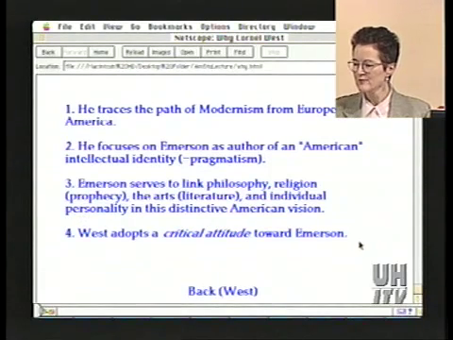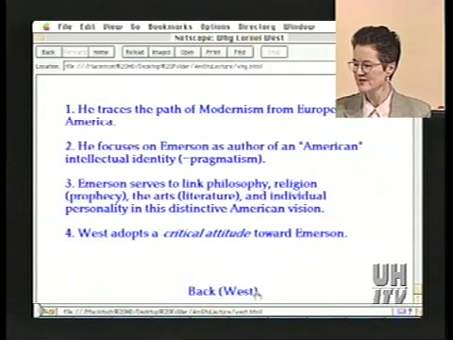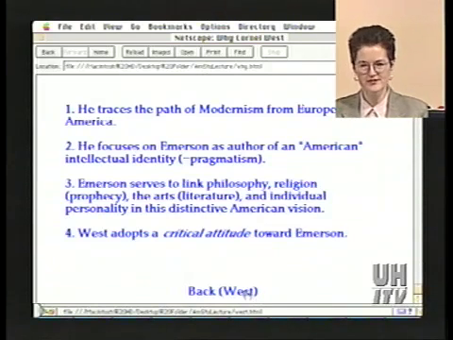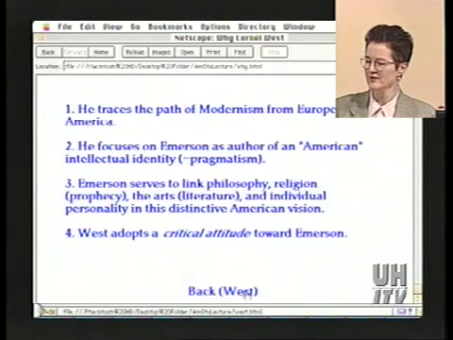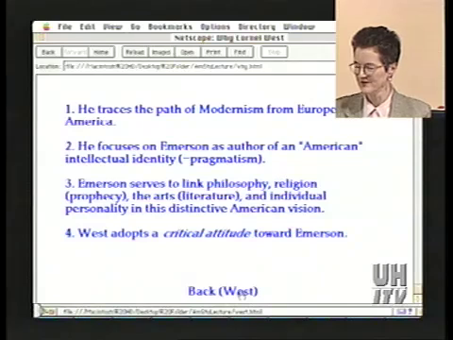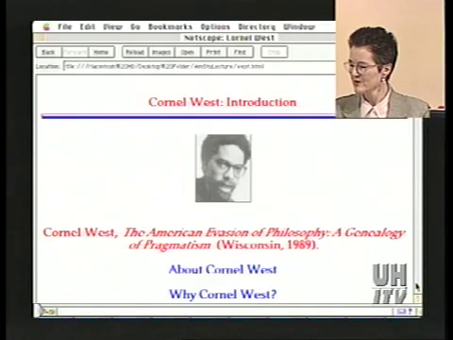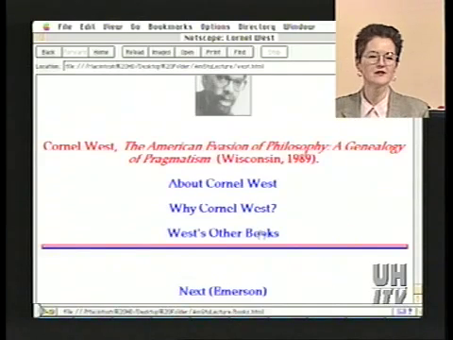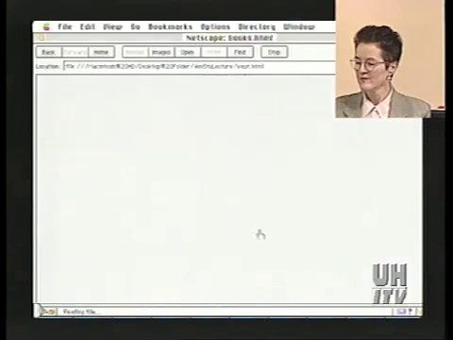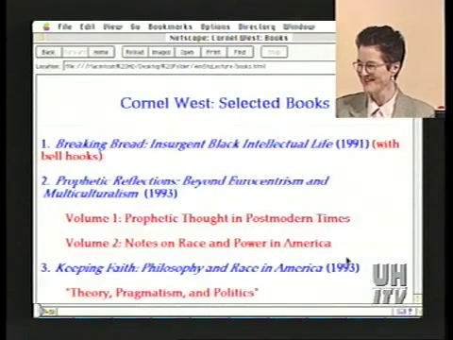And finally, I'm looking at Emerson through the lens of Cornel West because West's attitude is critical. So we're not just getting naked, naive adulation, we're getting a kind of tempered view of this important intellectual forefather. Now let me say just one more word about Cornel West, and then we'll move on to what he says on Emerson. I've mentioned those 11 books. There may be more by now, I'm not sure.